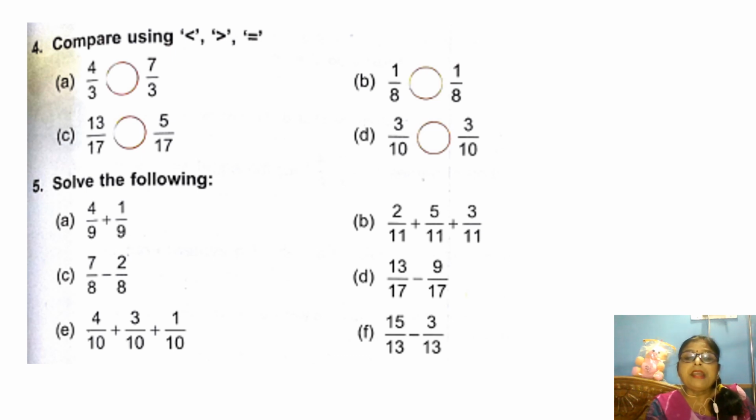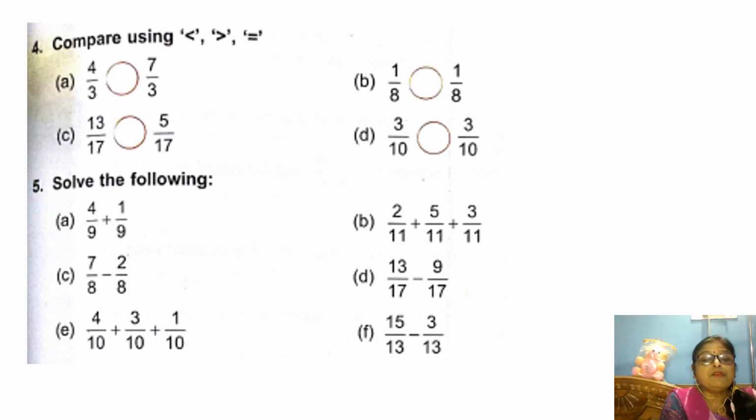Next one, 1 by 8, 1 by 8. Here the numerator is the same and the denominator is the same, so you have to put the sign of equal to. Next, see 13 by 17, 5 by 17. Here the denominator is the same, so you compare the numerator, and 5 is smaller than 13. So you can say that 5 by 17 is smaller than 13 by 17. Next one, 3 by 10 and 3 by 10. Both numerator and denominator are the same, so you have to put the sign of equal to.